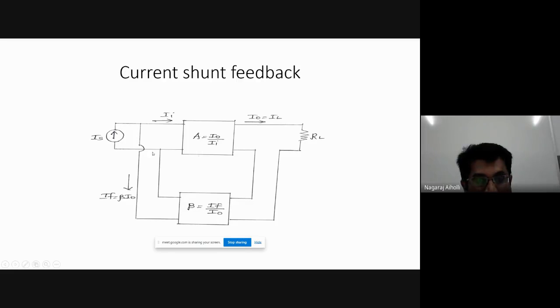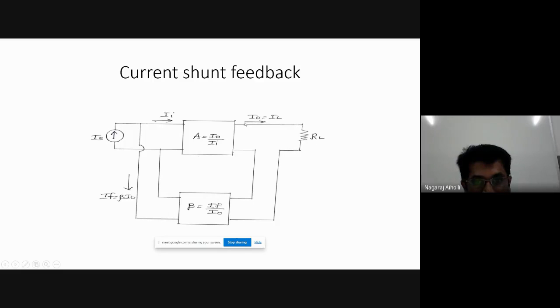Now, if you look into this, Is is getting split into If and Ii. So this beta is getting affected by this I naught. As I naught changes, the beta also changes. Whatever current is coming here due to this Ii, and the current due to this If, both are affecting the output.